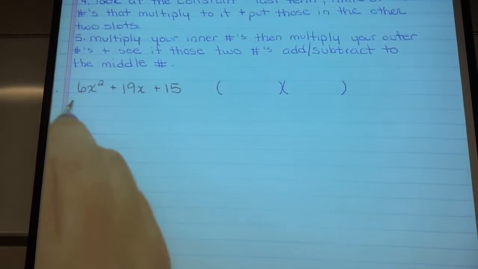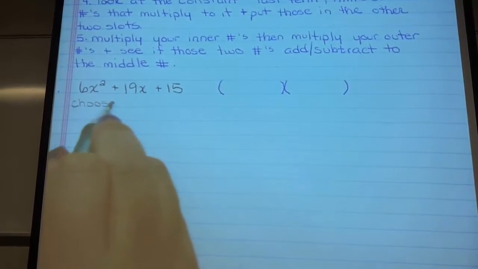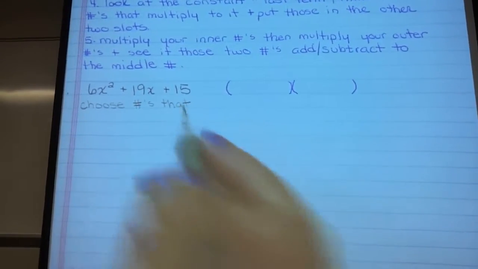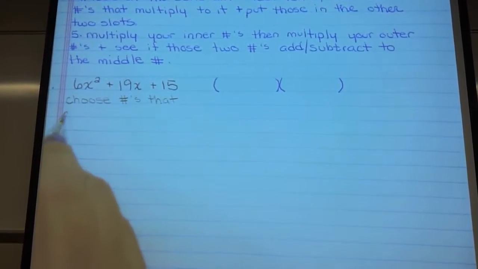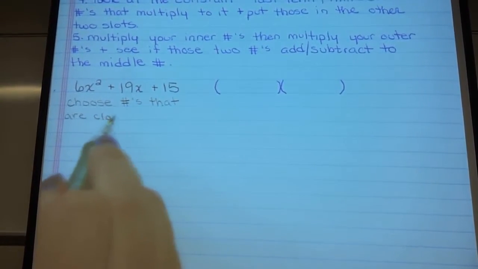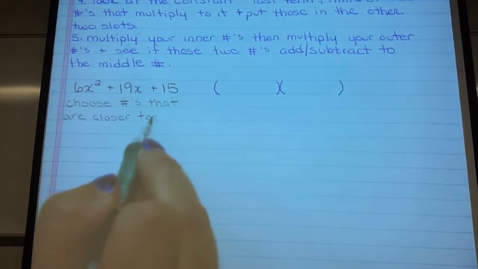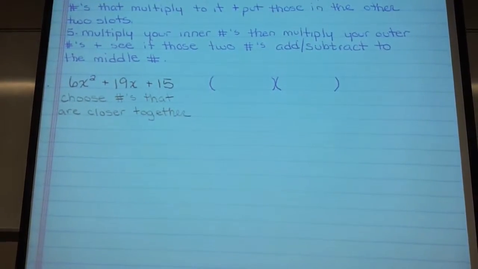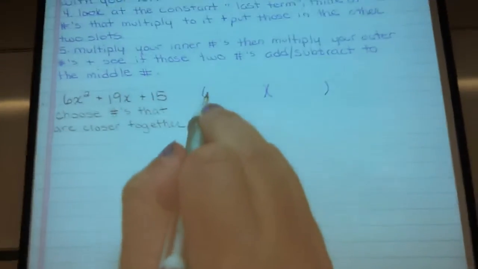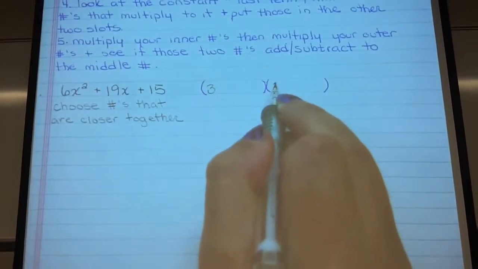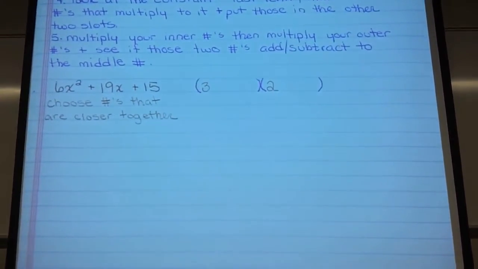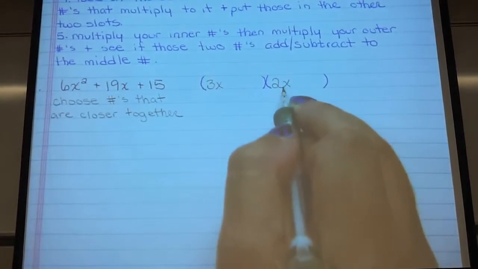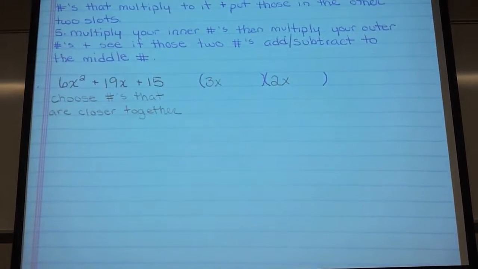So choose numbers that are close. It doesn't always happen, but usually it does. Choose numbers that are closer together. So we're going to say 3 and 2. It doesn't matter if you put the 3 here or the 2 there. So I have 3 and 2, and what letter are we dealing with? X. So X and X. Okay, so that is step 3.